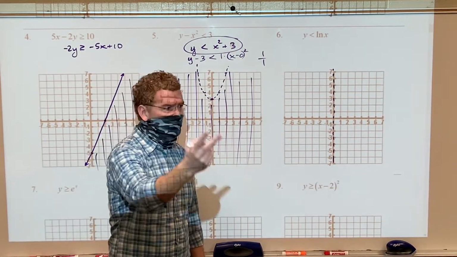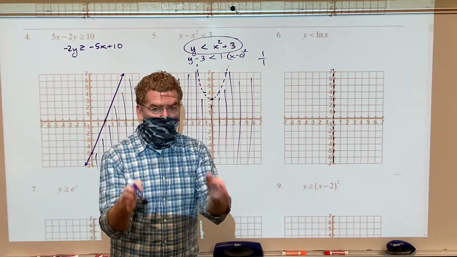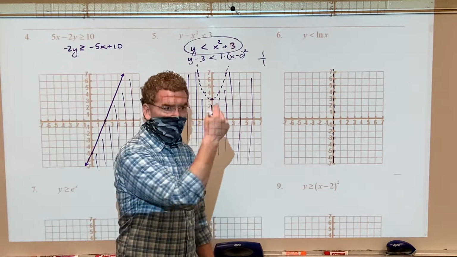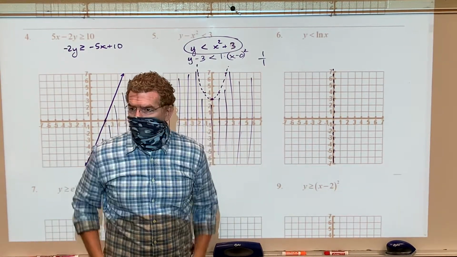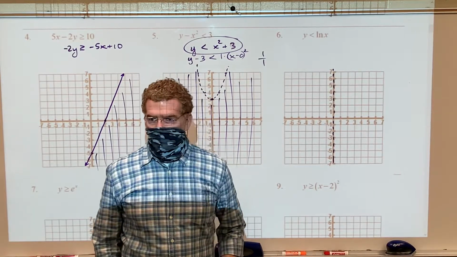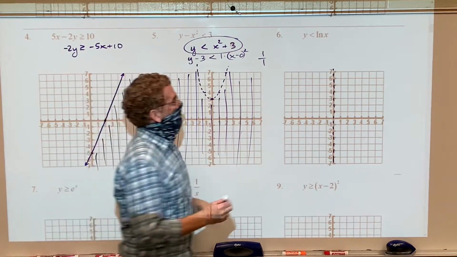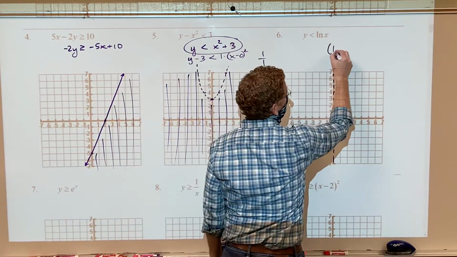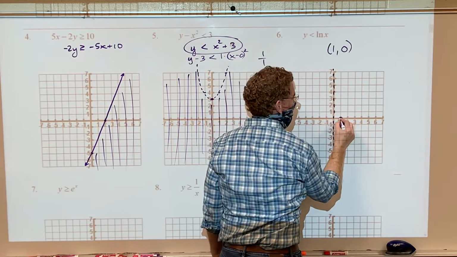And then I just need 2 points. What are the easiest 2 values that you know to plug into a log base e, or a natural log, that you'd be able to plot a point? I can't log a 0. 1's great. If I plug a 1 in for x, what's the log of 1? 0. So that gives me a point.